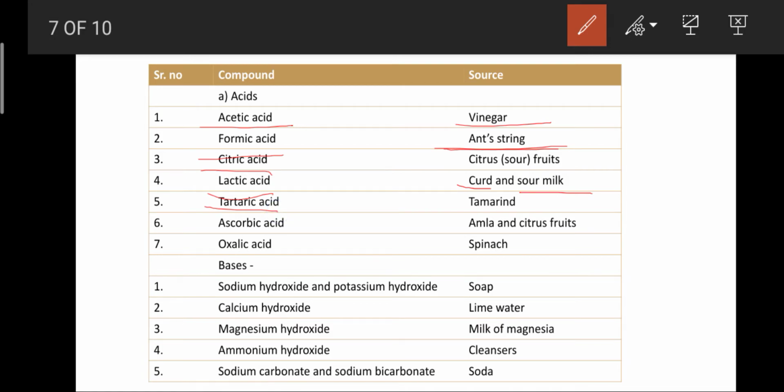Tartaric acid is found in imli. Ascorbic acid is found in amla and citrus fruit. Oxalic acid is found in spinach, which is also called palak.